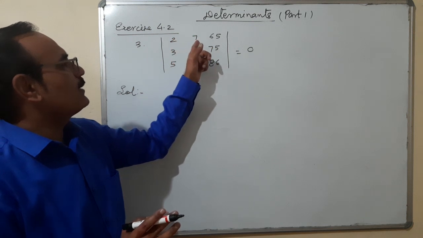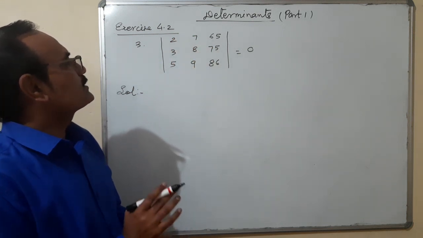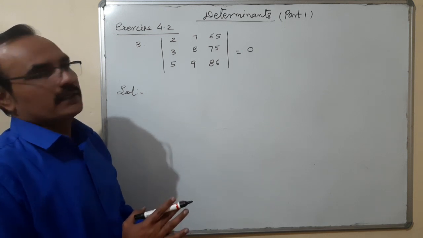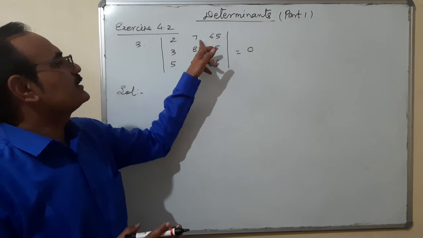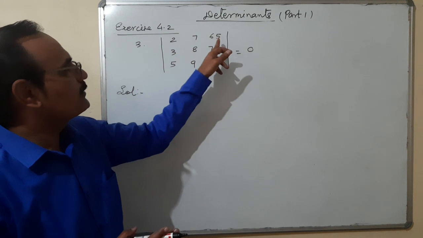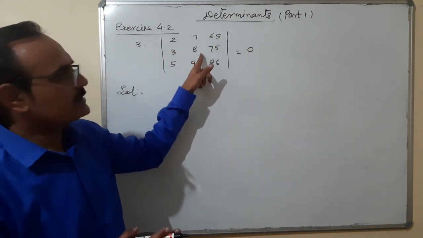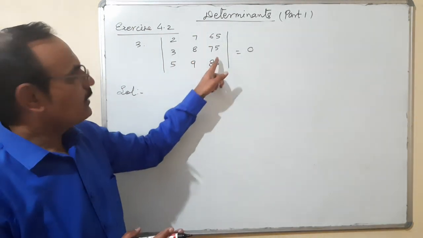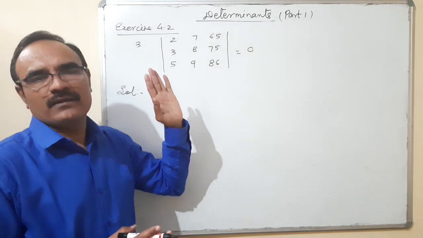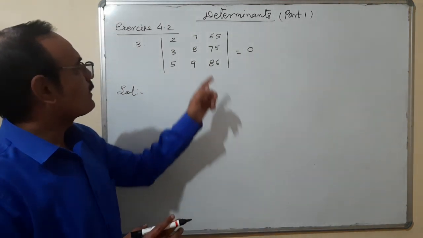If I multiply by 9 here: 7 nines are 63, and if I add 2, 65 is here. Same as 8 nines are 72 plus 3, 75, and 9 nines are 81 plus 5, 86. Okay, understood? So how to evaluate this one?